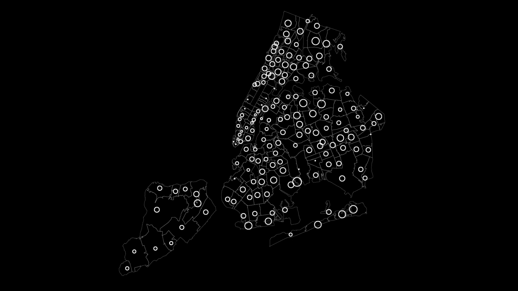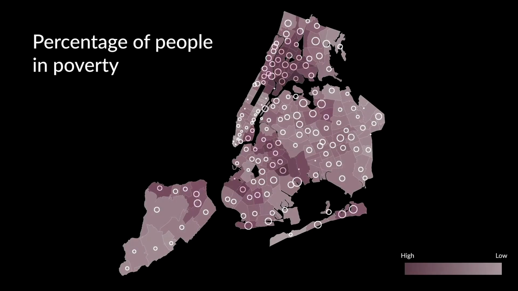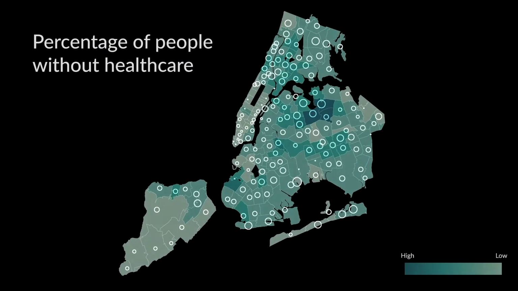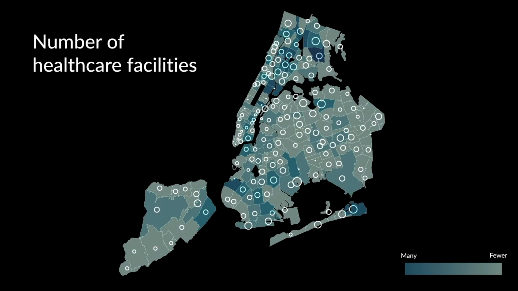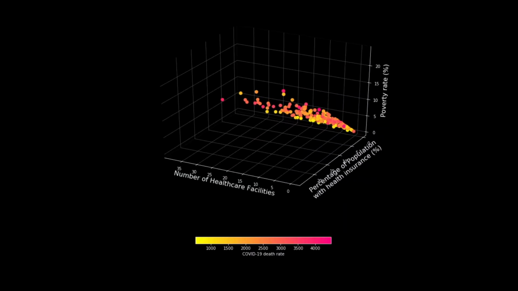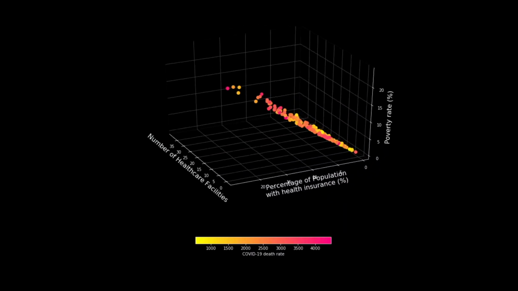Another way of measuring COVID-19 severity is by death rate. When mapping the death rate in New York City, some correlating factors were the percentage of people in poverty, the percentage of people without health insurance, and the number of healthcare facilities in each neighborhood. Again, we conducted linear regression to confirm these observations.